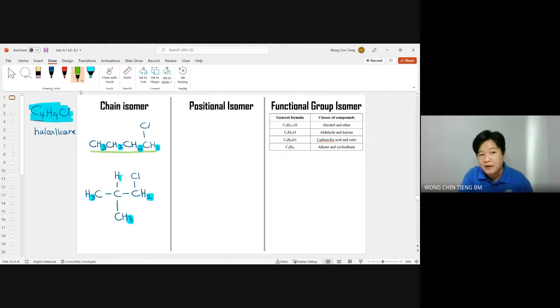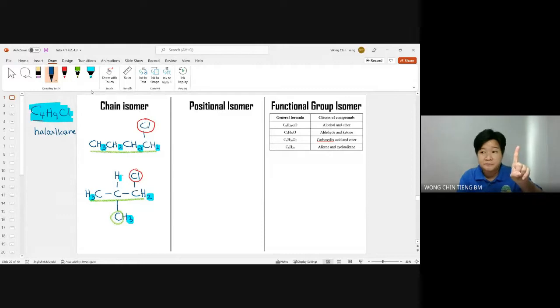Rantai 4 karbon berubah jadi rantai 3 karbon dan 1 cabang. So that is your chain isomer where the position remain the same. Alright? The position remain the same. The functional group remain the same. But the rantai berubah. Make sense? Okay. For the positional isomer, ini adalah jenis pertama.